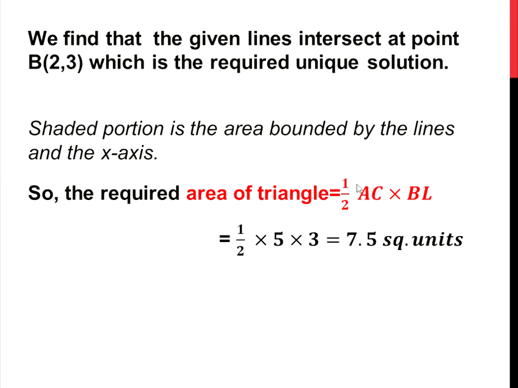Area of triangle is 1 by 2 into base into height. So we put the values of AC and BL here. On multiplying we get 7.5 square units area.